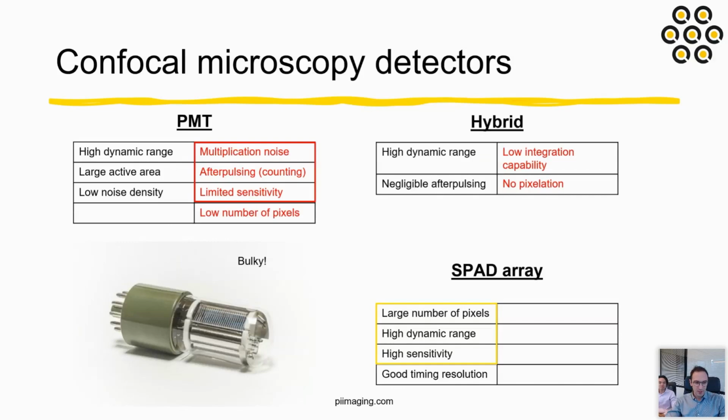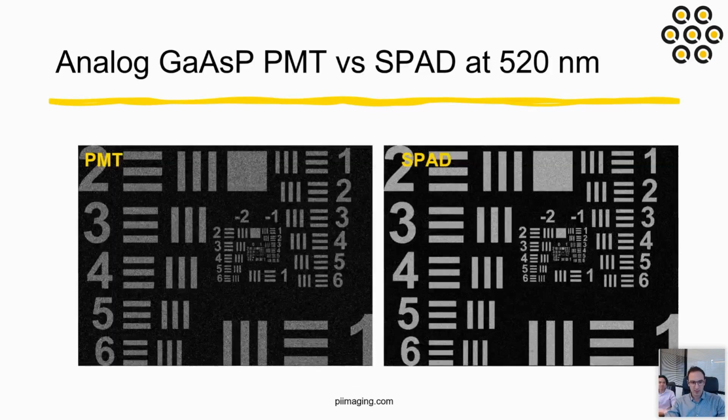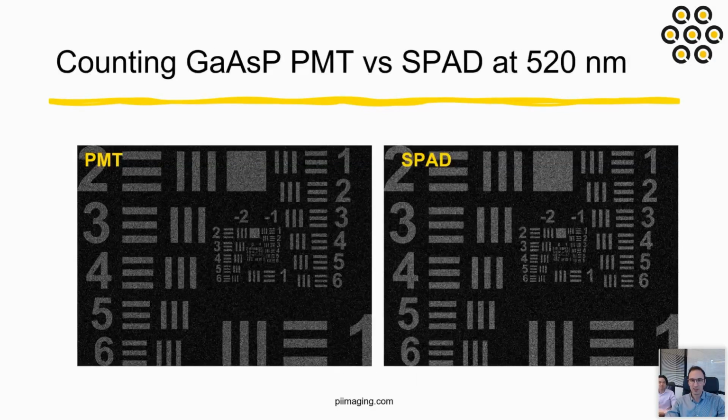If we dwell into the SNR comparison, I would like to start with comparing analog PMTs with SPAD arrays. On this slide, I'm showing you the comparison of an analog gas PMT, where the illumination was 520 nanometers, with an average impinging signal of 10 photons. On the following slide, I'm showing you the comparison at 50 photons, and now I'm switching to a counting gas PMT.